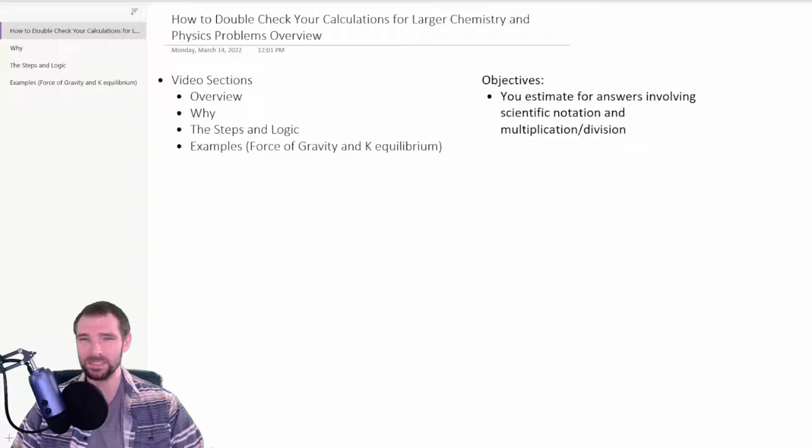Oftentimes, there are problems using scientific notation where you've got very big or very small numbers, and you're having to multiply and divide them or combine multiple numbers. In these problems, a lot of students just plug it into the calculator and have no idea if the answer they get is reasonable or close to what it should be. I want to help you understand how to check those types of problems.